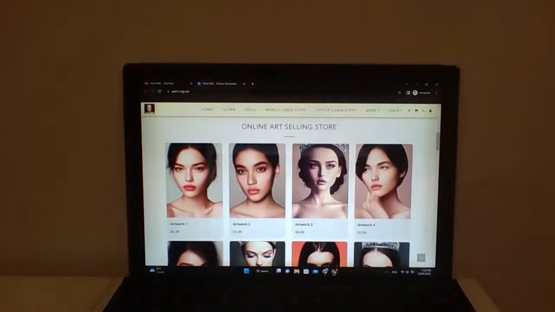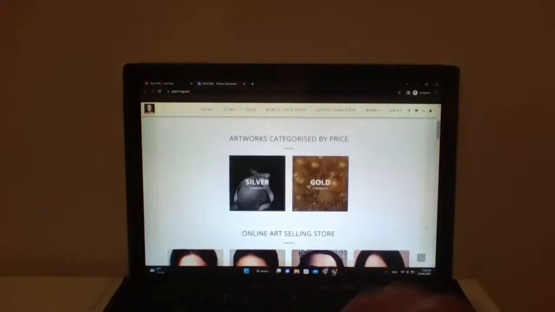In our app, there is an online art selling store. It is where we display our customers' artworks. Our customers are able to sell their artworks in our online art selling store. The artworks are categorized by price. There's the gold category and the silver category.